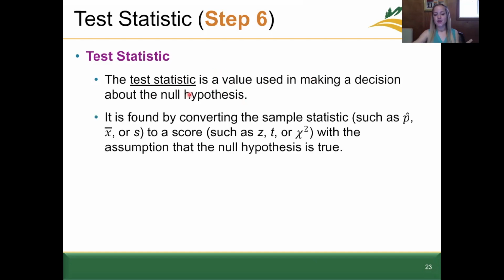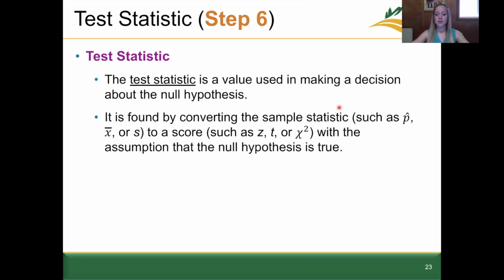You saw all those formulas, and what we're doing to find these test statistics is converting the sample statistics, where we have p hat, x bar, or s, to a score, such as a z-score, t-score, or chi-squared score. Remember what these symbols mean again: we're taking a sample statistic, such as a p-hat value or a sample proportion, an x-bar value or a sample mean, and an s or the sample standard deviation. The one symbol that's not included here is our sample variance. Remember, that's s squared.